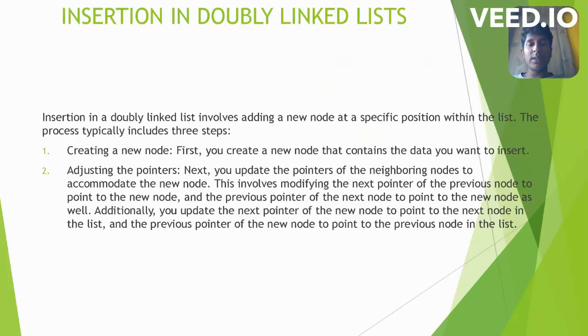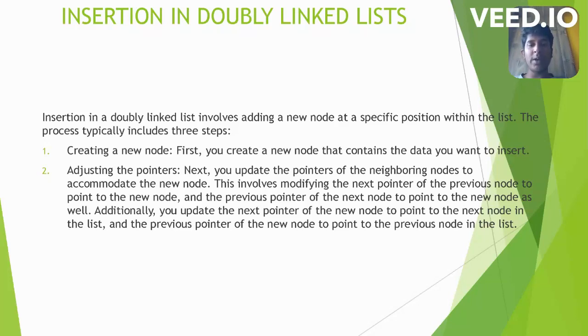Insertion in double linked list. Insertion in a double linked list involves adding a new node at a specific position within the list. The process typically includes three steps. First, creating a new node. You create a new node that contains the data you want to insert.